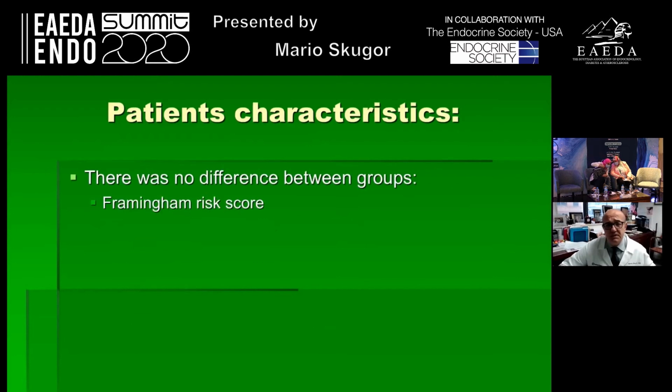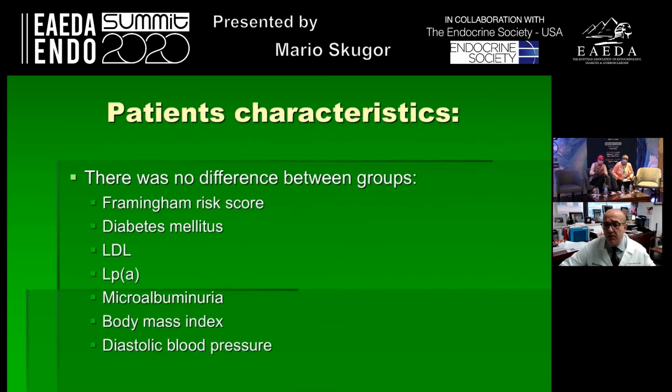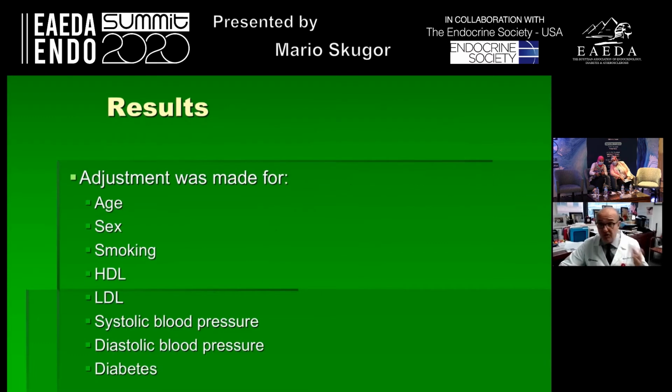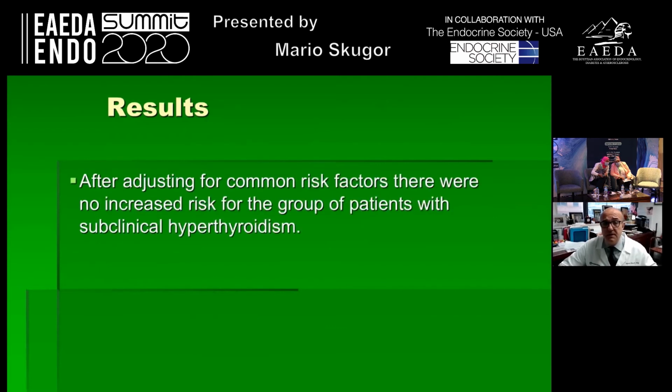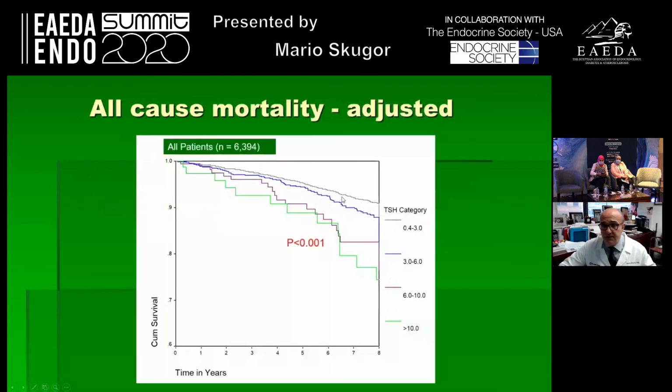There was no difference between the groups in Framingham risk score, diabetes mellitus, LDL, Lp(a), or microalbuminuria. We corrected for and checked many of these things. We made adjustments for age, sex, smoking, HDL, LDL, systolic and diastolic blood pressure, and the presence of diabetes. When we did all this, we found that there was really no increased risk for the group of patients with subclinical hyperthyroidism, 169 patients.